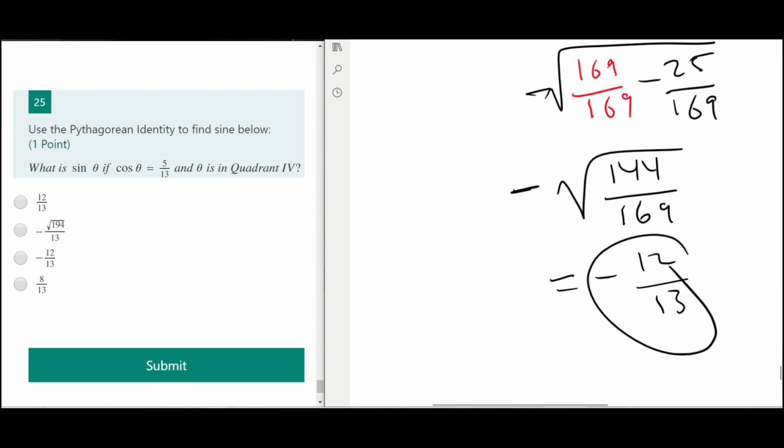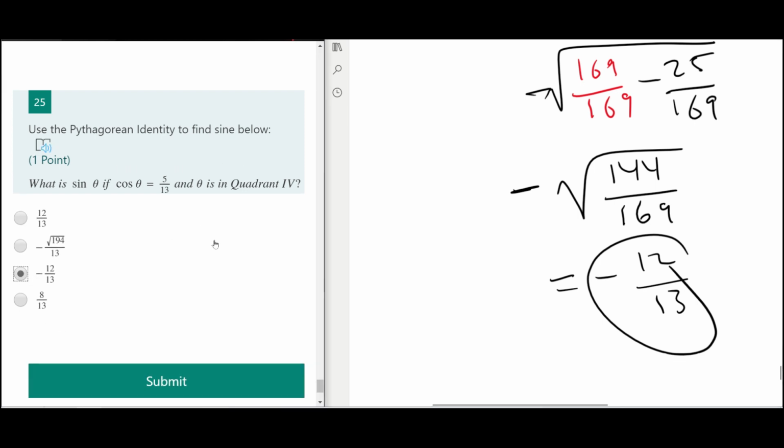Of course, you could have gotten this answer using right triangles and SOHCAHTOA, but they wanted you to use the Pythagorean identity. So in this case, we got negative 12 over 13.